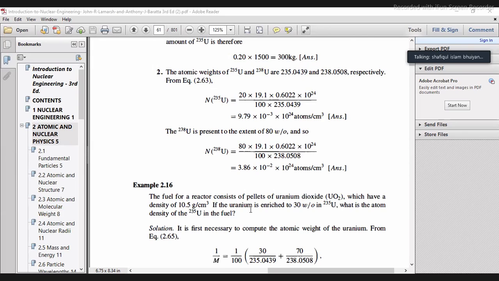So what do you do first? Compute the atomic weight of the uranium mix. How much time do we have? We have time, inshallah. We can finish it. After we finish it, the class is over.